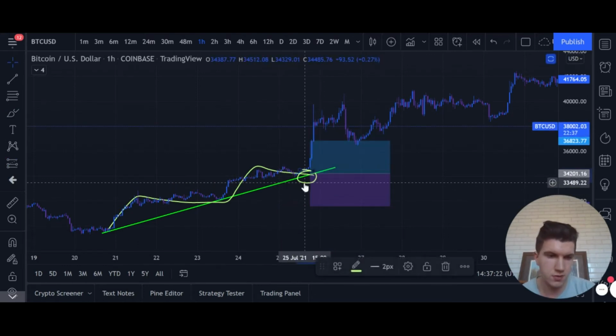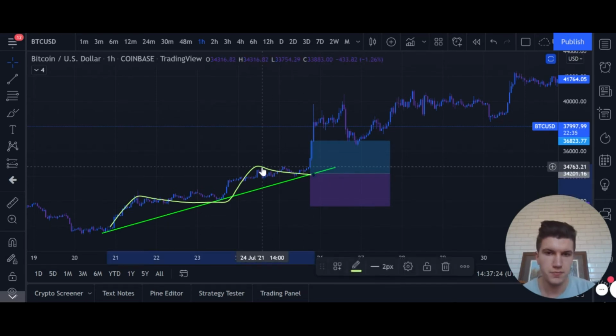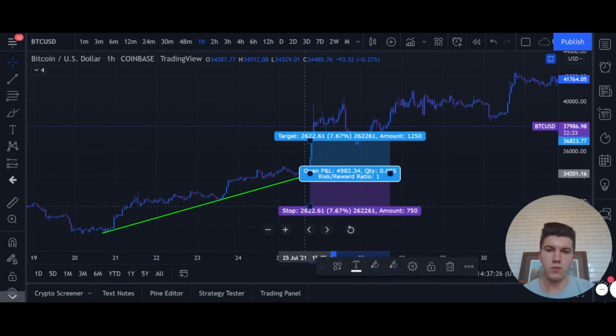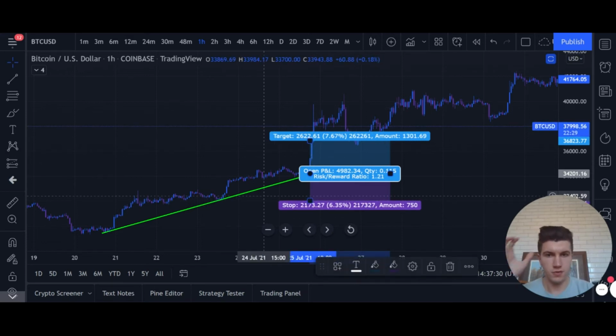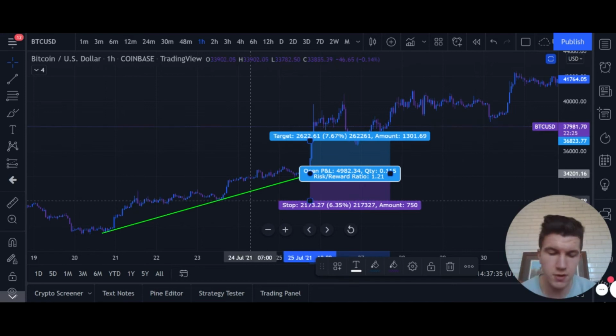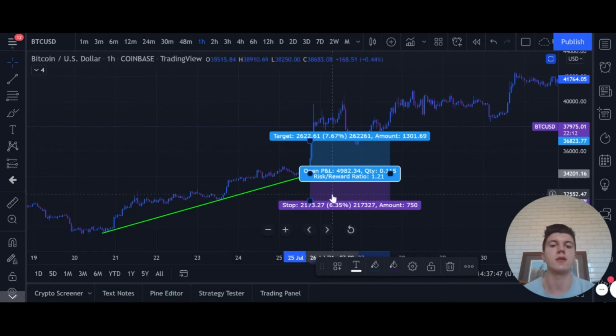Let me delete some of this. And so what you would do is put your stop loss underneath the next support level. In this case, it would be right around here, or where price last touched a previous support level, which is basically this trend line. Based off of this, you would have a 6.3% stop loss.